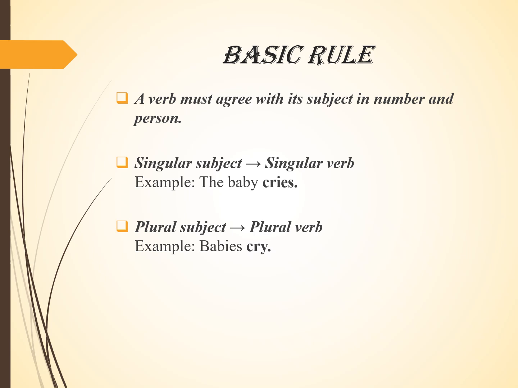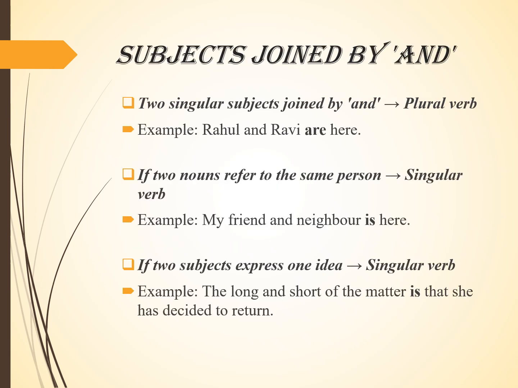If the subject is singular, the verb is singular. For example, the baby cries. If the subject is plural, the verb is also plural. For example, babies cry. Sometimes it is difficult to tell whether the subject is singular or plural.